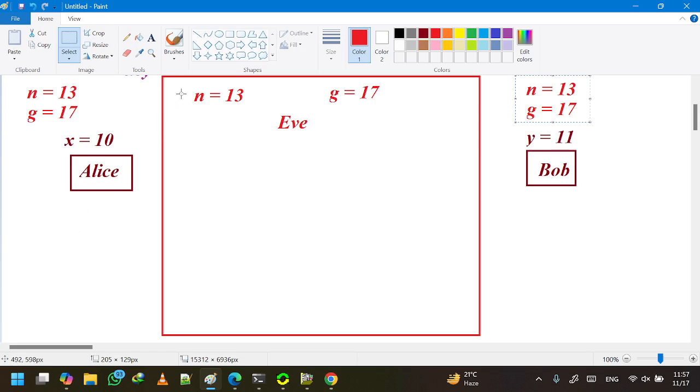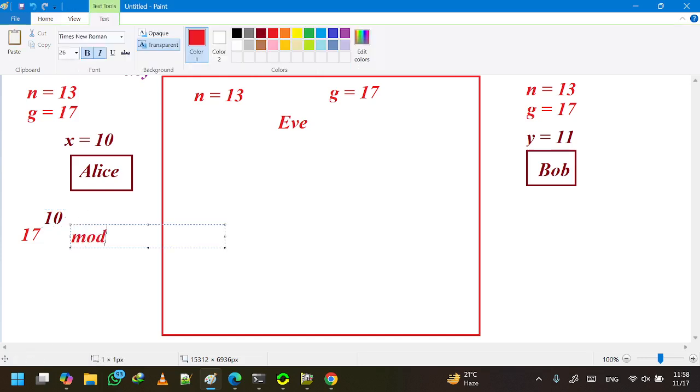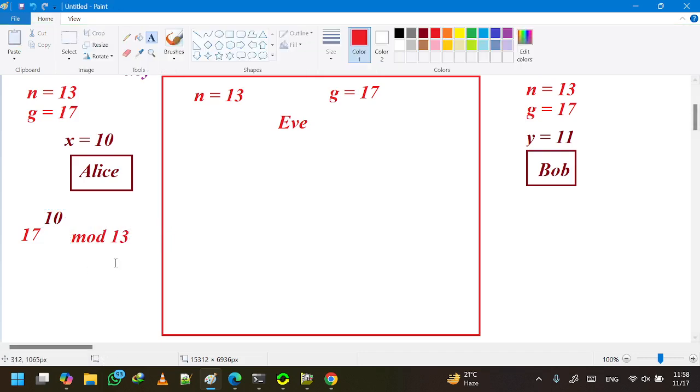So it's time to do the Diffie-Hellman key exchange. So for now, Alice will raise this G, that means 17, to the power her secret number. So 17 must be raised to the power 10. Then a mod operation needs to be done, mod 13. So the red things are already public.